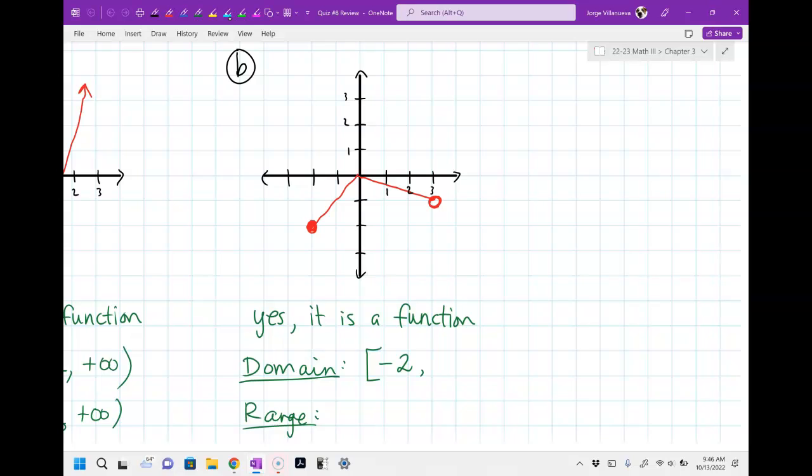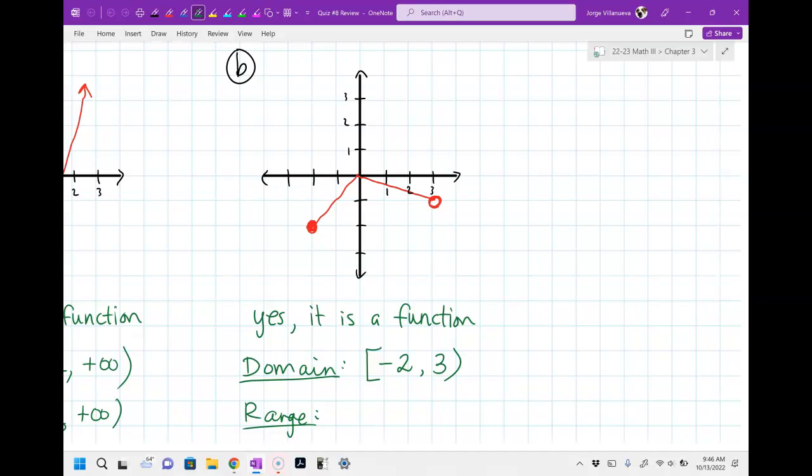Now, how far to the right does this go? 3. Should I include it? No, because there's an open circle there, okay? So I'm going to go to 3, and I'm going to put a parenthesis, because this open circle means it got to that number, but I can't include it. So that's why I use an open parenthesis for that.